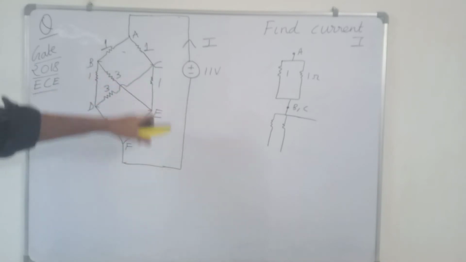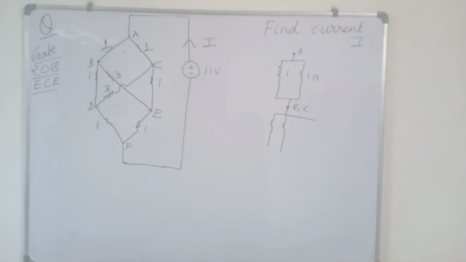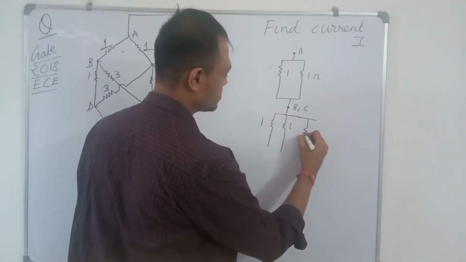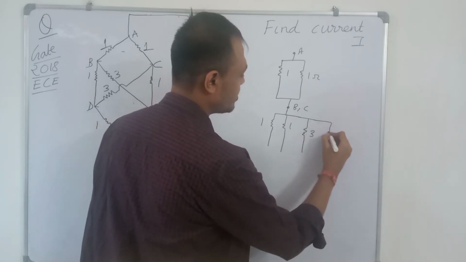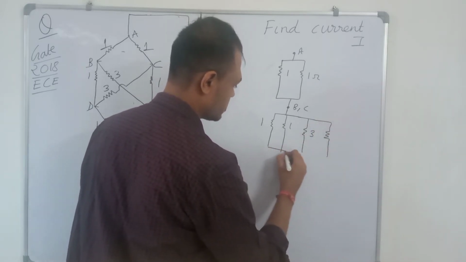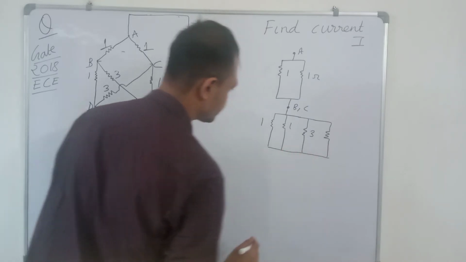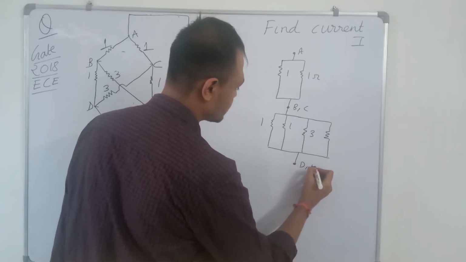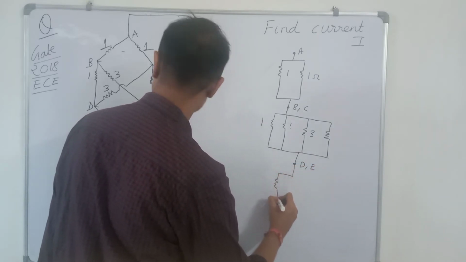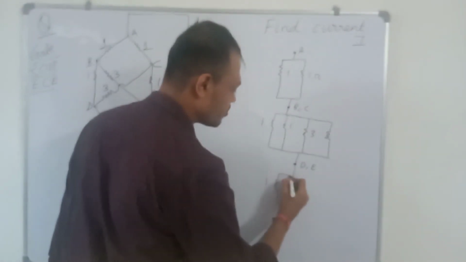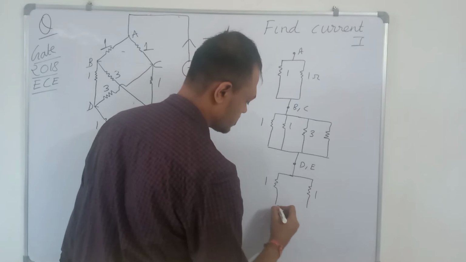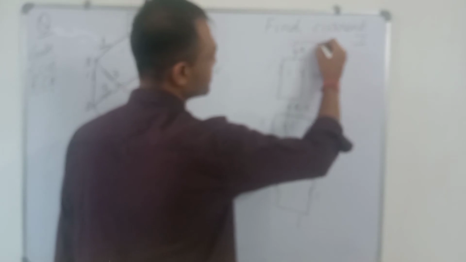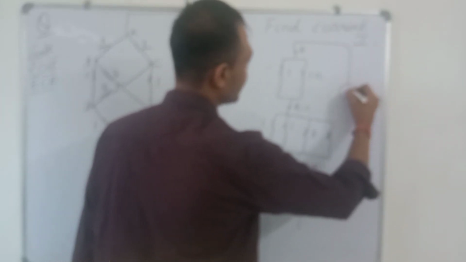So now these 4 resistors will appear in parallel. So this will be 1 ohm, 1 ohm, 3 ohm and 3 ohm. These have a common point D comma E. And from D comma E again 2 resistors are connected, 1 and 1 ohm. And this combination is connected to an 11 volt voltage source.